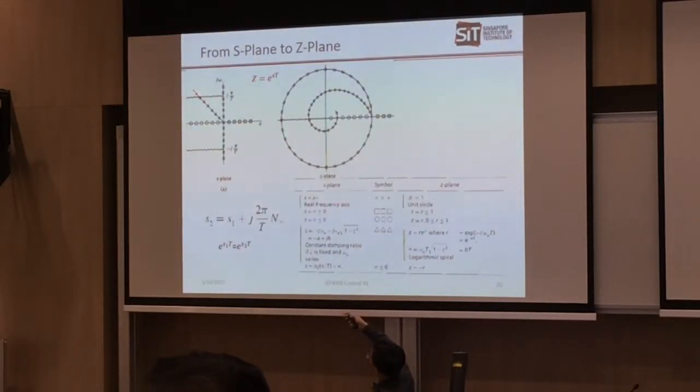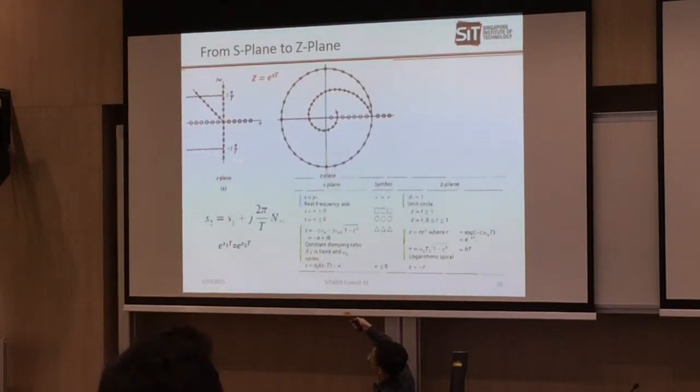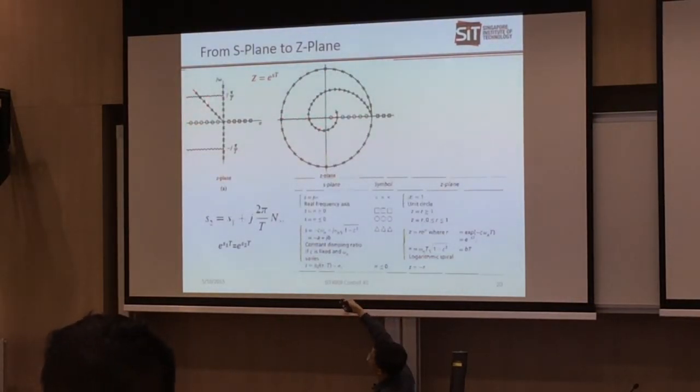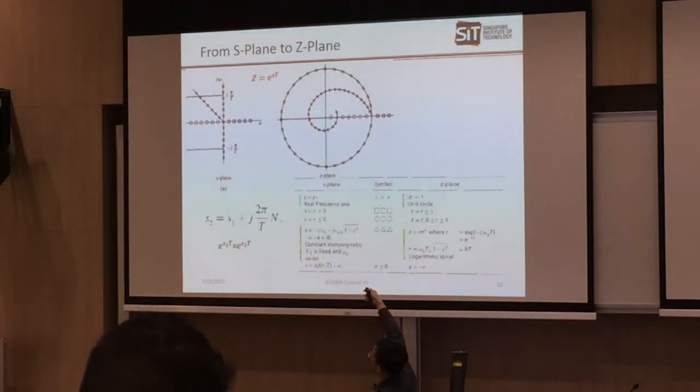Then how about this one? This one means if you are at the angle of positive pi or negative pi, it means this one also has this three, which is minus pi or positive pi. But on the negative side, as long as yours is on the left hand side, it's inside the circle.